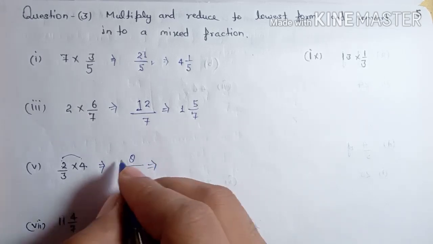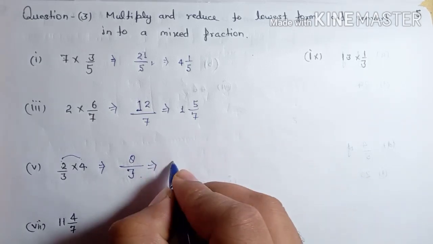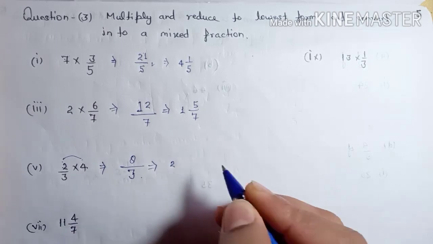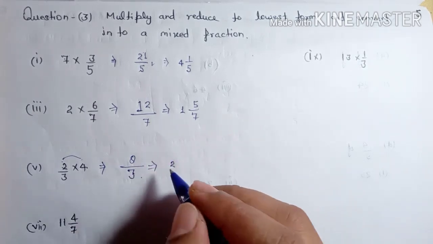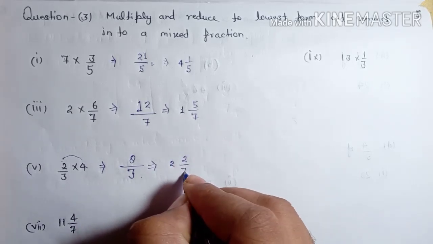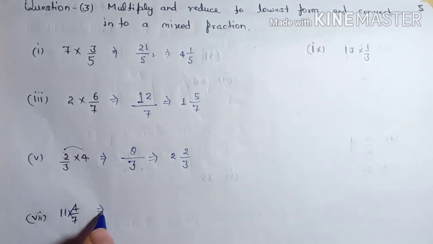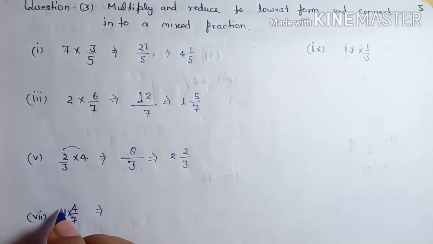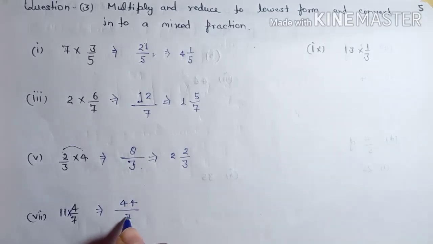And now 3 1s are 3, 3 2s are 6. So write here 2 because 3 3s are 9, you just can't count here. So 3 2s are 6 and the remainder is 2. So write here 2 upon 3. Here our seventh part is 11 into 4 upon 7. Simply multiply this whole number and this numerator. So 11 4s are 44 upon 7.